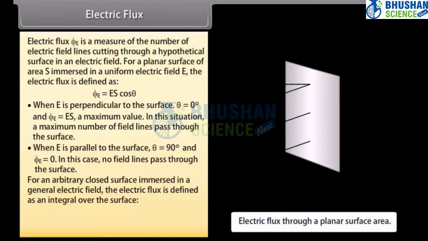For an arbitrary closed surface immersed in a general electric field, the electric flux is defined as an integral over the surface of E cos theta. The SI unit of electric flux is newton meter squared per coulomb.